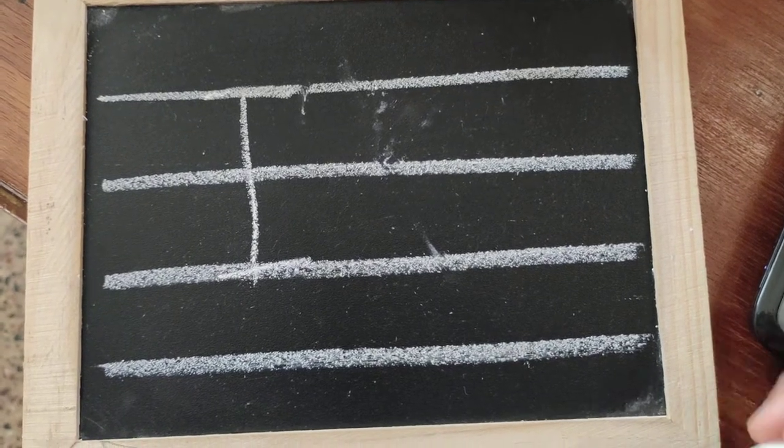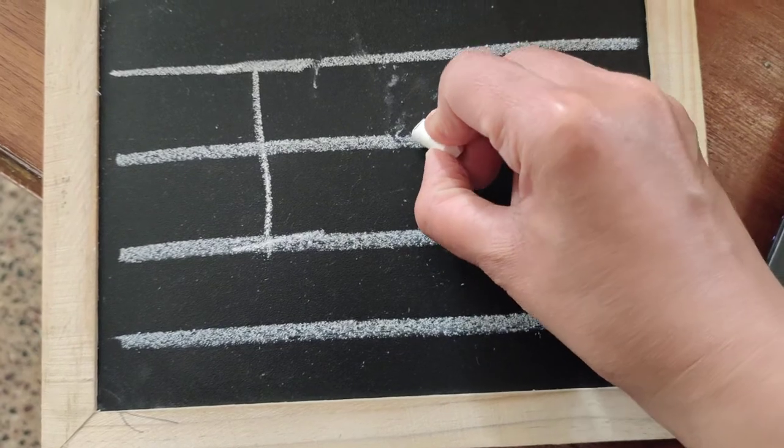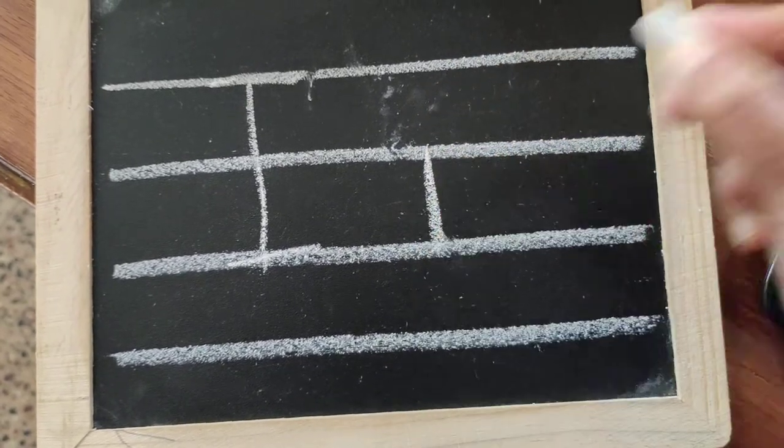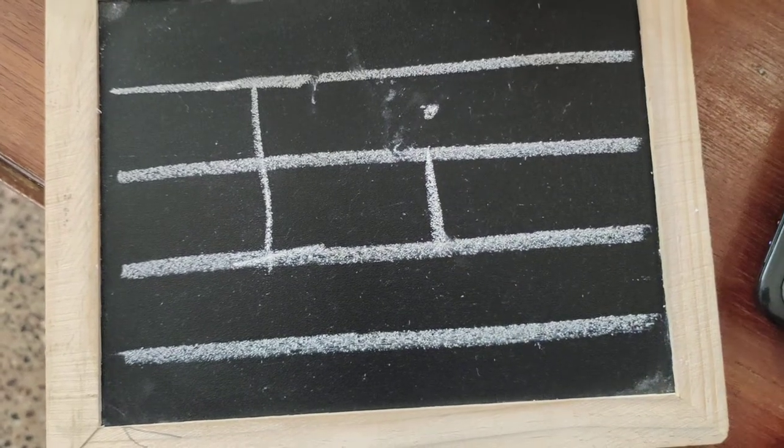Now, how do you write small letter I? You will write between the second and the third line. You will again write a standing line. Okay. And put a small dot above. That is small letter I.